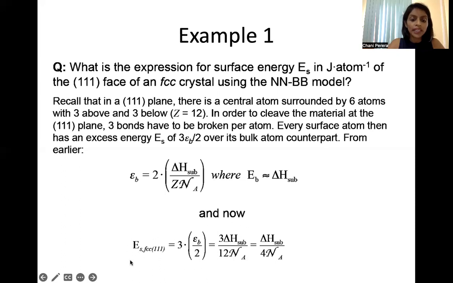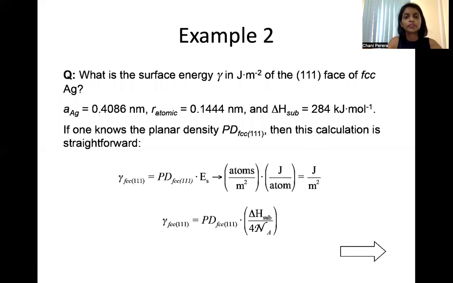So we know the energy, and we know this in terms of epsilon B, and we know epsilon B in terms of heat of enthalpy of sublimation. Then we replace the epsilon B with enthalpy of sublimation, Avogadro number and coordination number, and come up with an equation for the excess surface energy for that FCC structure when we cleave it along the 111 plane.